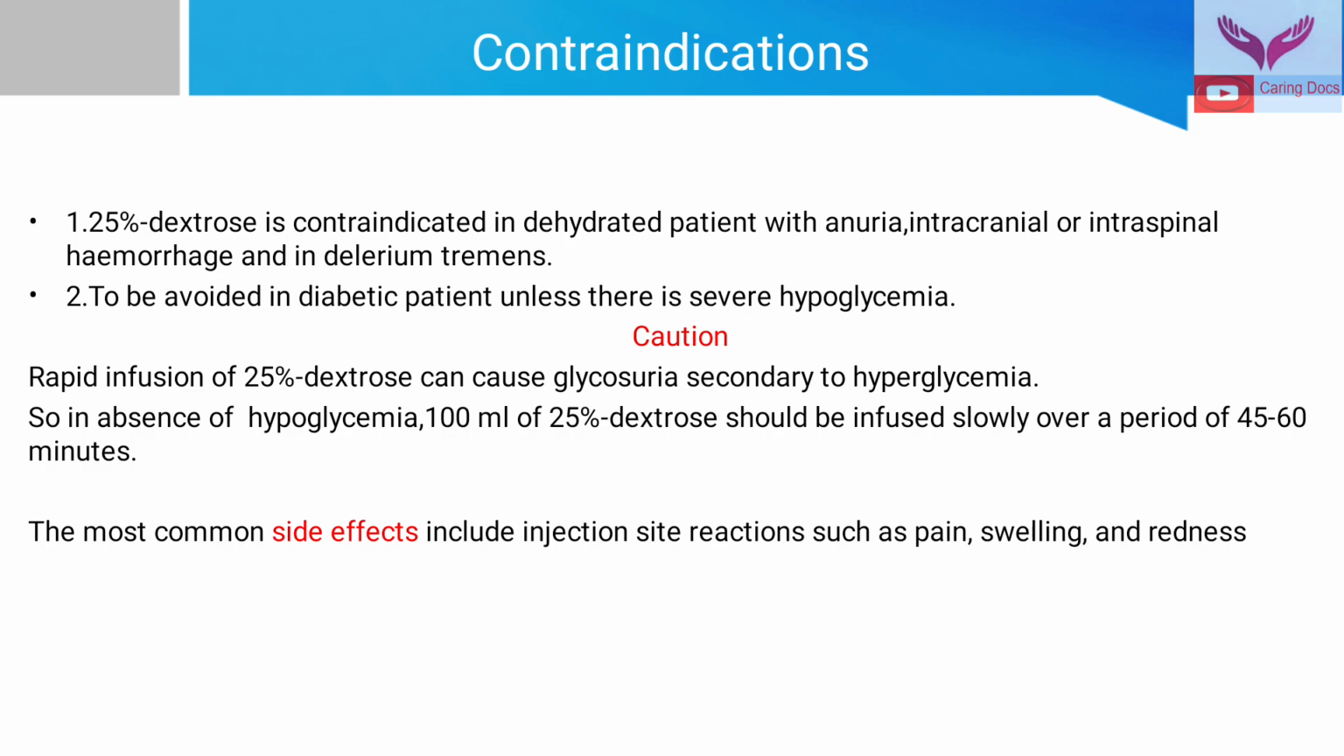It has been seen that a rapid infusion of 25% dextrose can cause glycosuria secondary to hyperglycemia. So, in the absence of hypoglycemia, 100 ml of 25% dextrose should be infused slowly over a period of 45 to 60 minutes. The common side effects seen with 25% dextrose injection are pain, swelling, and redness at the site of injection.